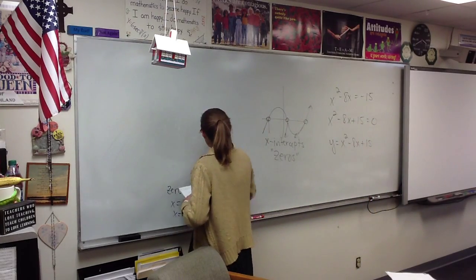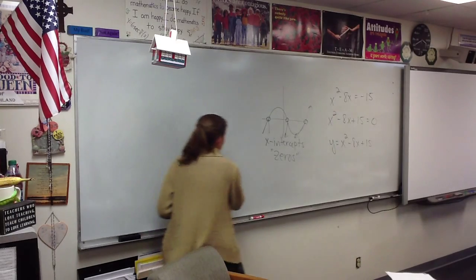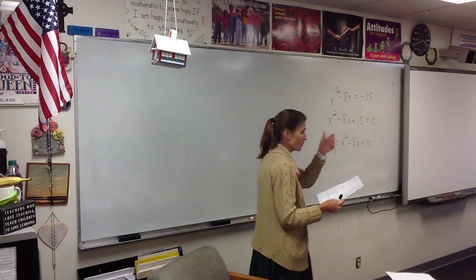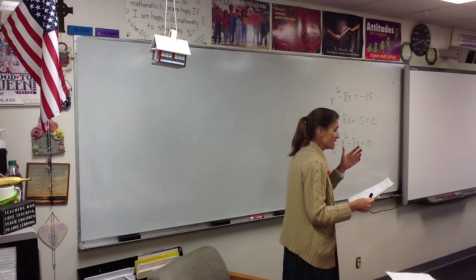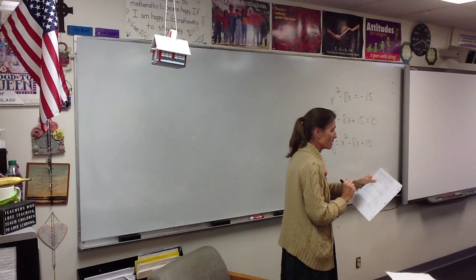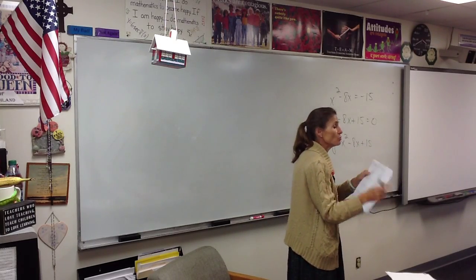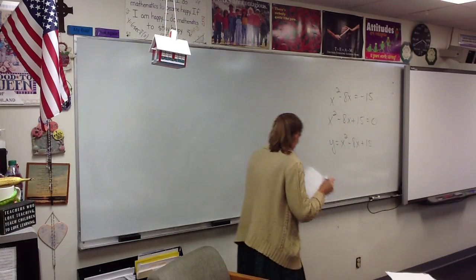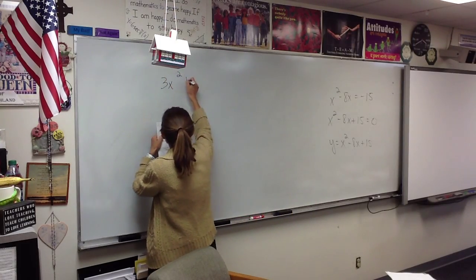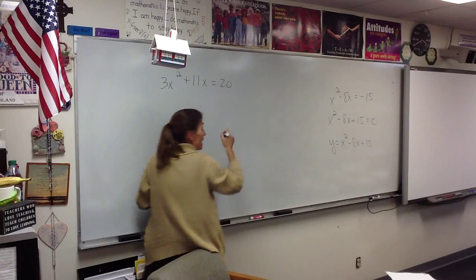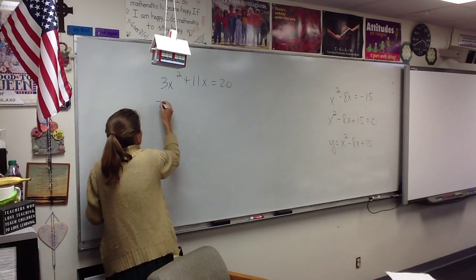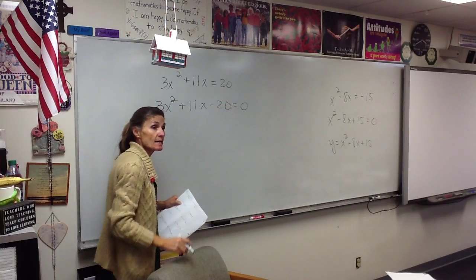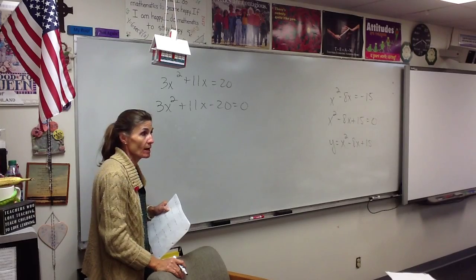Everybody who's got a calculator is getting this figured out, and that's great. I want to talk about a couple more situations, but first let's look at the sheet real quick. I don't see any need to do both of these, but I do want to talk about them. C, what would you do on C before you go to the calculator and type it in? You distribute. So you'd have 3x squared plus 11x equals 20. And then you would subtract the 20. Then you can go ahead and type it in your calculator and do everything that we just did, right?